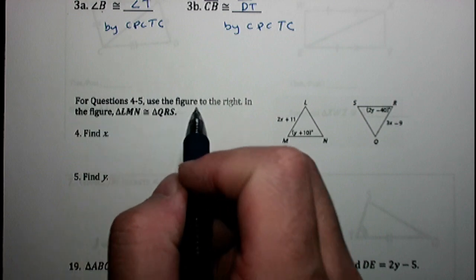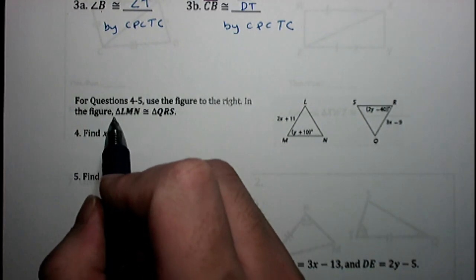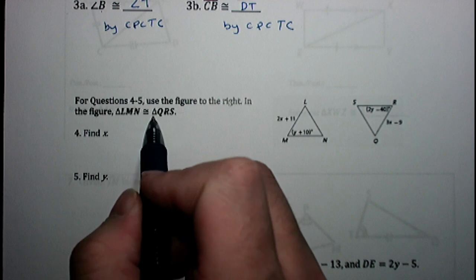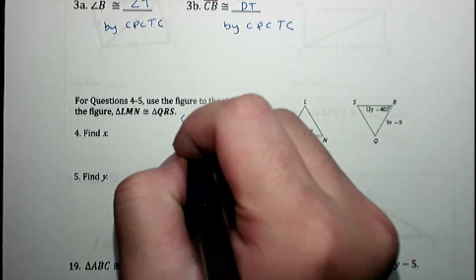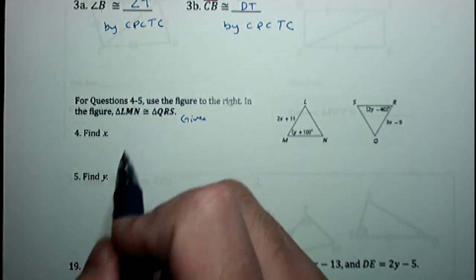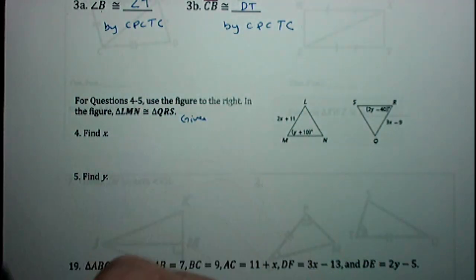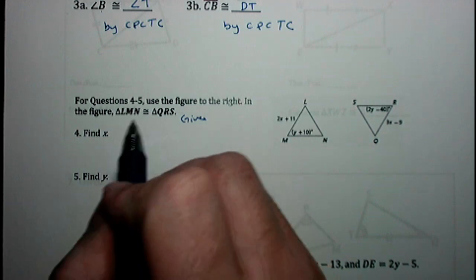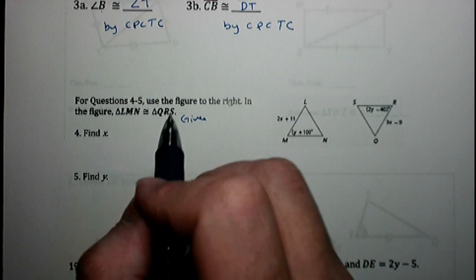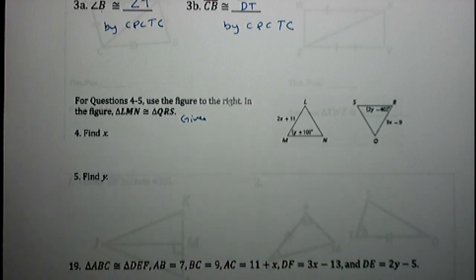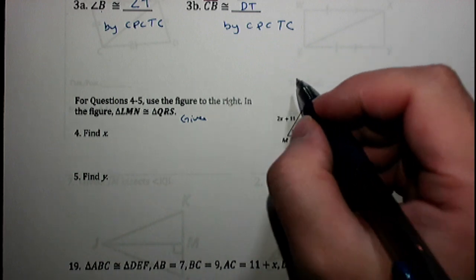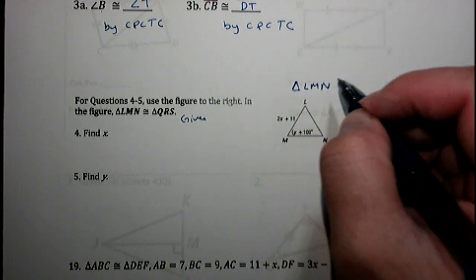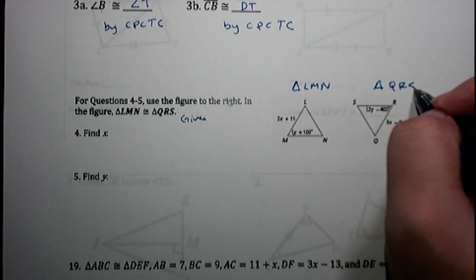It says, use the figure to the right. Triangle LMN is congruent to triangle QRS. So here's the thing. This is our given statement. You can assume that these two triangles are congruent because it states right there, this congruent symbol just says it all. And the fact that these two triangles are congruent, then we know that we can apply CPCTC to answer certain problems here. I need to find the value of x, I need to find the value of y. So here is triangle LMN, and this is triangle QRS.